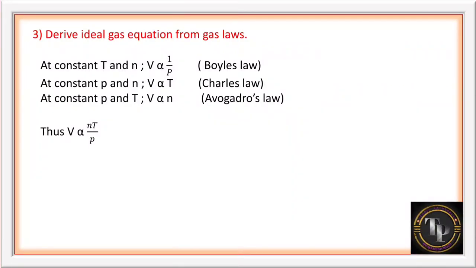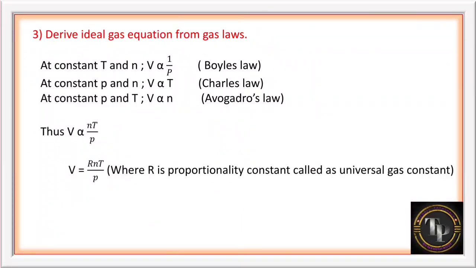If you want to remove the proportionality sign, you have to write one constant. So I am going to write that constant as a capital R. V is equal to RnT divided by P. What is R here? R is a proportionality constant called the universal gas constant.